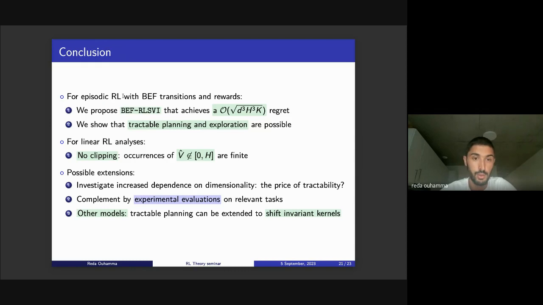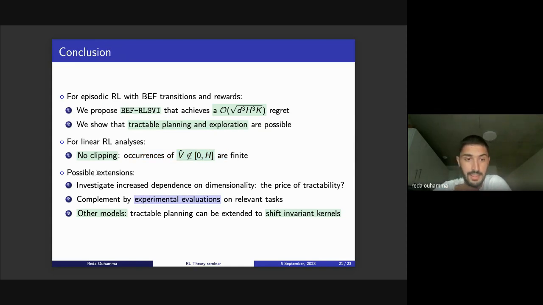Okay, so to conclude, for episodic RL with the RBF, we propose this algorithm that has this frequentist regret bound. We show that tractable planning and exploration are possible in this specific case of continuous state-action space MDPs. And for linear RL analysis, we think that this no-clipping technique, of just adding this part to the proof of existing papers, can be of broader interest.